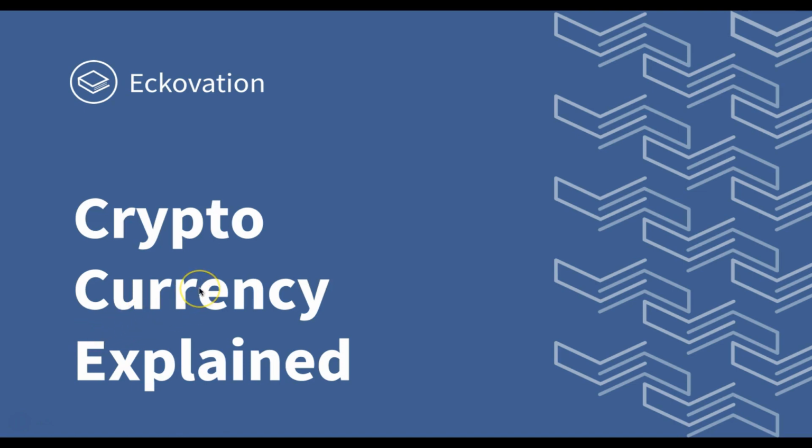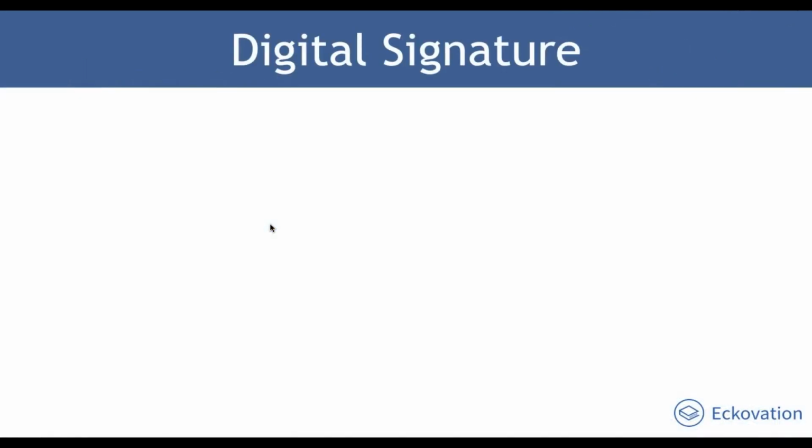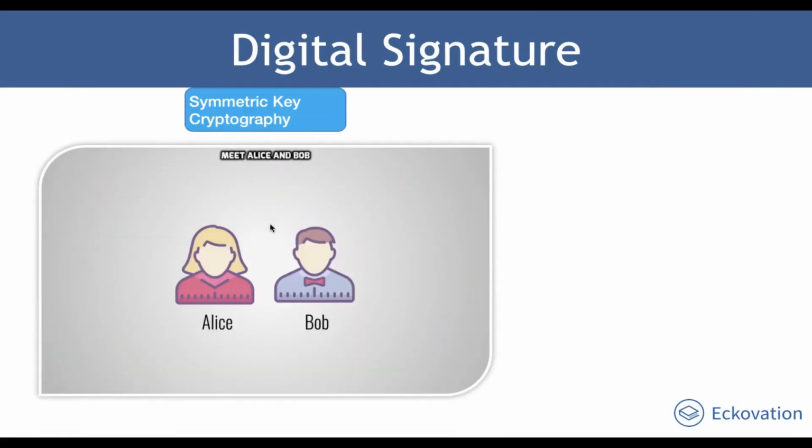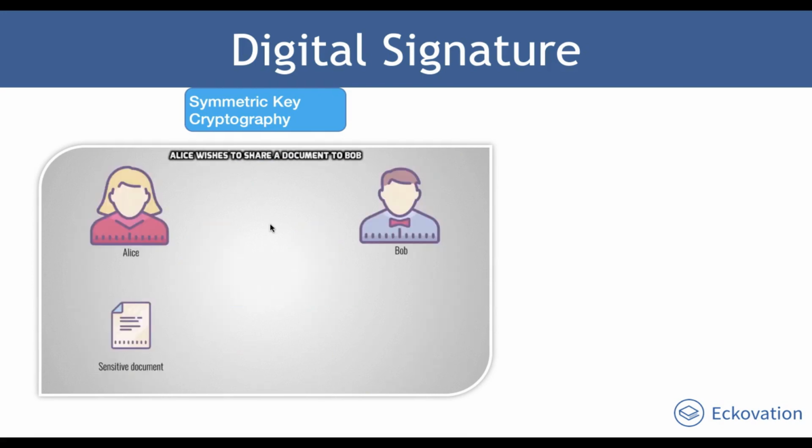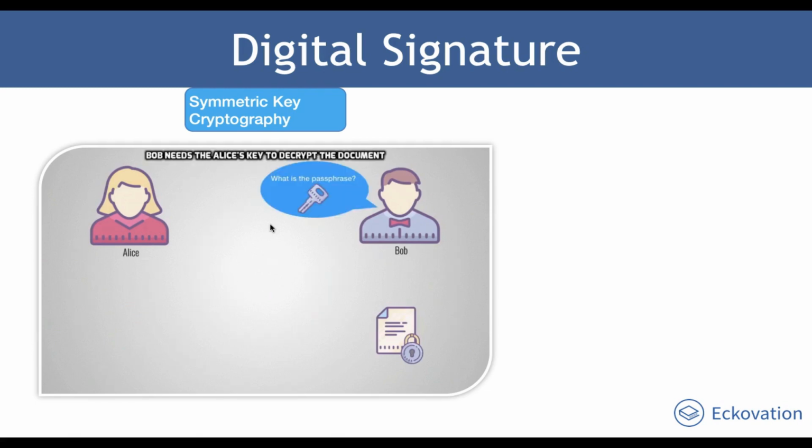And currency, anything from which you can buy, is called a currency. A legal tender is called a currency. So we have something called a digital signature in the subject called cryptography. In cryptography, we have two types of keys. One is symmetric key cryptography and another one is asymmetric key cryptography. Let's first understand symmetric key cryptography.